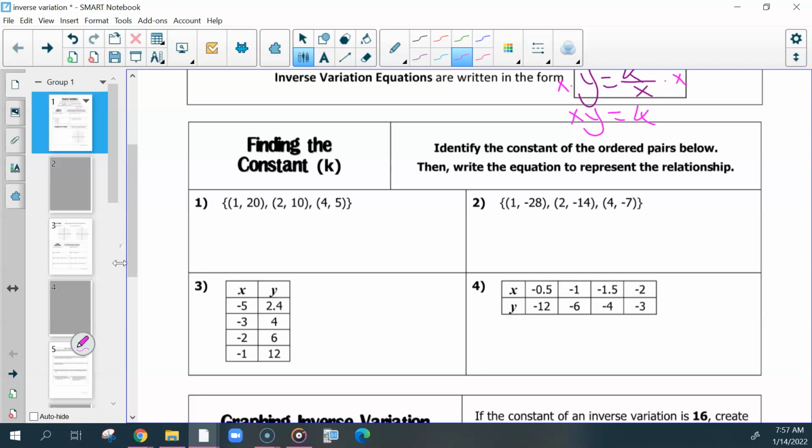So for this one, 1 times 20 equals 20. 2 times 10 equals 20. And 4 times 5 equals 20. So because they each equal 20, I can say my constant k is in fact 20. And then I could write my equation, y equals 20 over x.